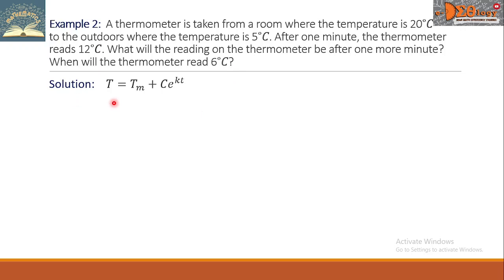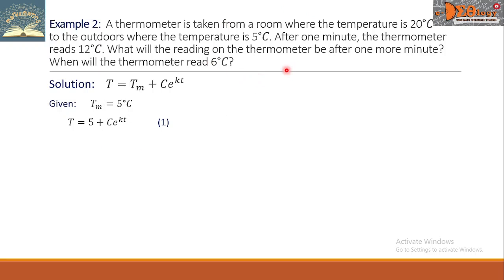Our Newton's law of cooling formula is here. Based on our problem, the T sub m is equal to 5 degrees Celsius, as we see in here. So let us substitute this value to our formula. So the formula becomes T is equal to 5 plus C times e raised to kt. This is our equation 1.